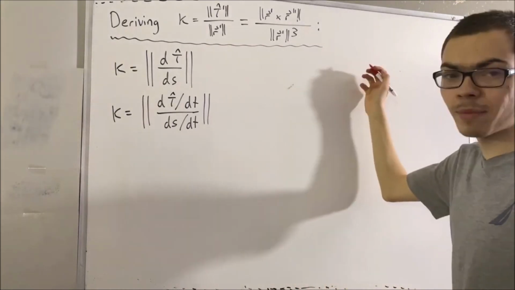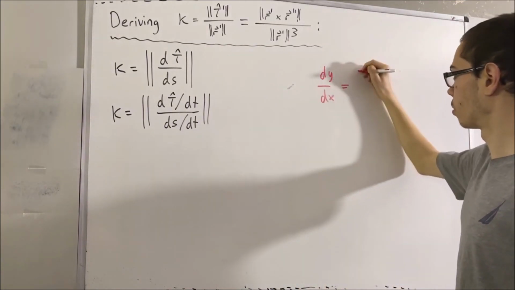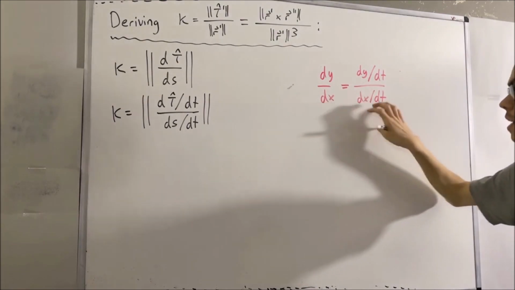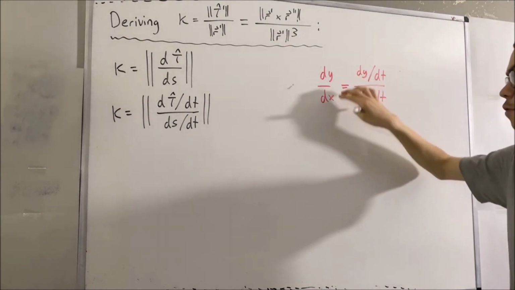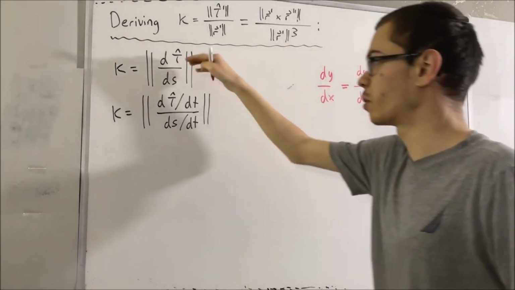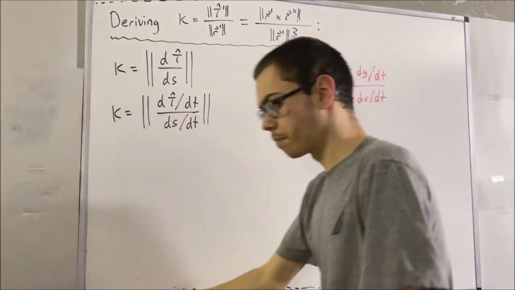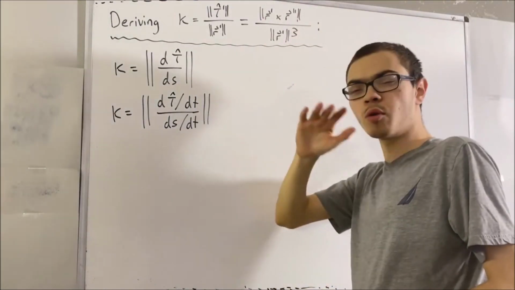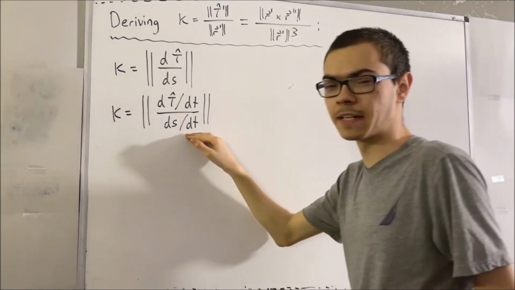If you recall, from parametric equations, this is another way that we can express dy over dx. And so we're performing a similar thing that we did here. Now, next, I'm going to re-express ds over dt in a different way.